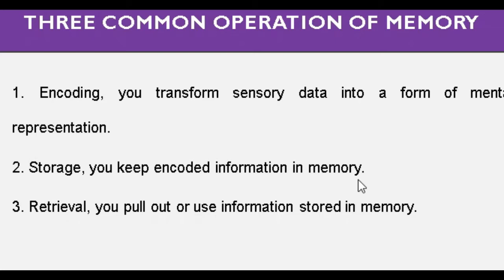After that, when it's time for us to retrieve the information, because we need it to be used, that will be the time for retrieval. All the information that has been stored in your memory will be retrieved, or you can pull all the information that is stored in your memory. That's the three common operations of our memory.